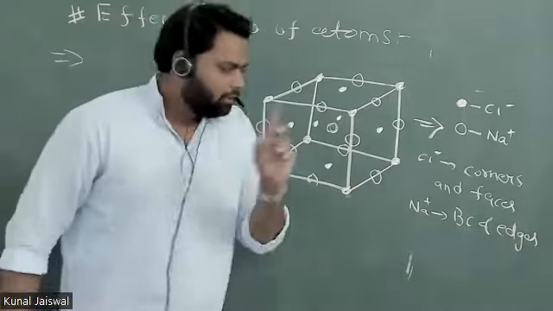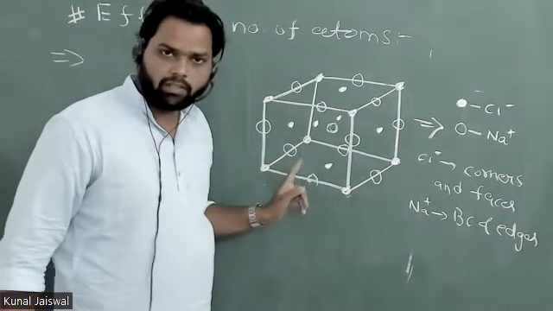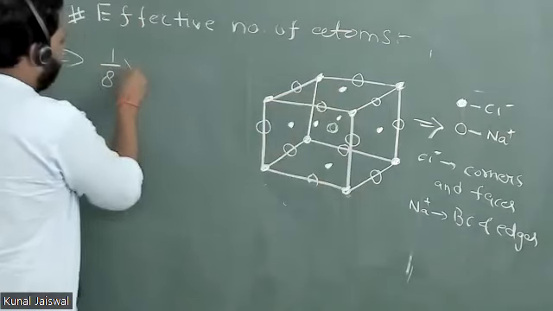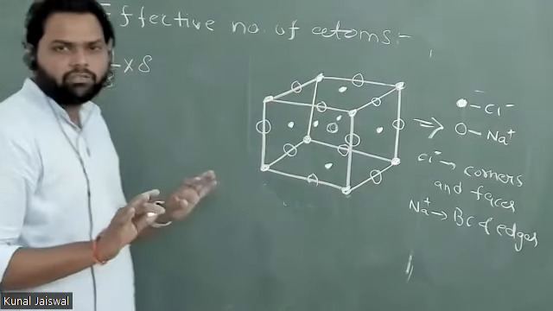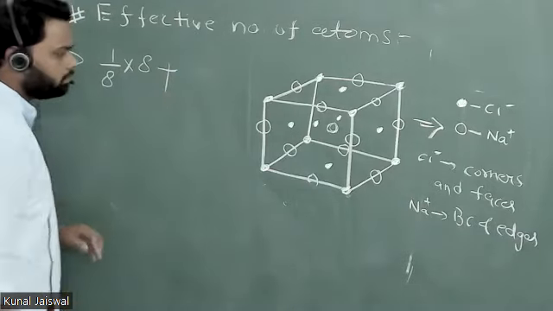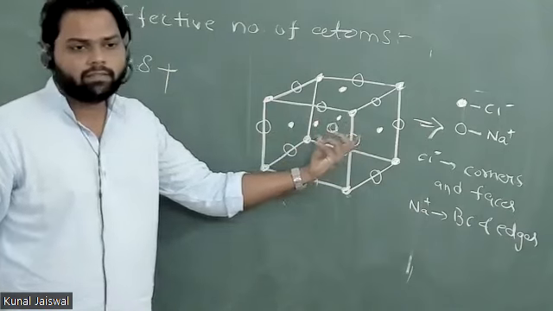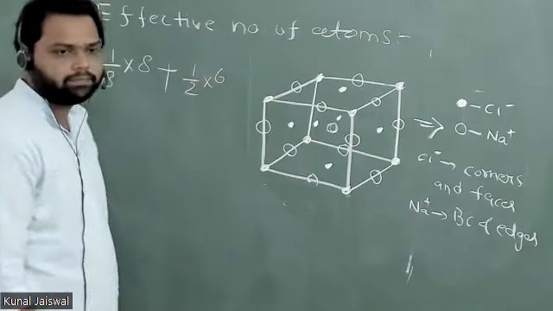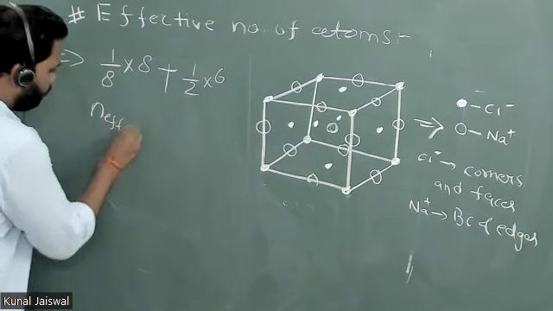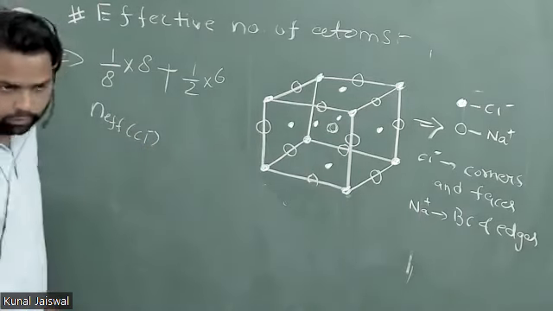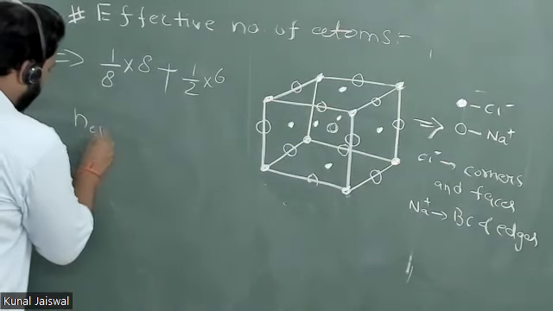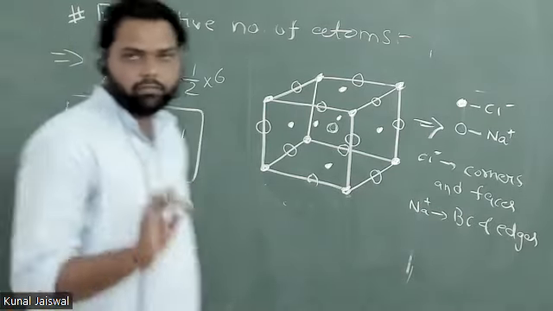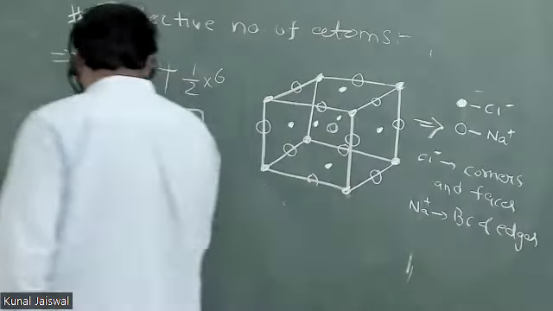See, chlorine is present at the corners. How many chlorines are at the corners? 8. That is 1 by 8 multiplied by 8, as we did in FCC. Plus, chlorine is also at the faces. Yes, sir. That is 1 by 2 multiplied by 6. So what will be the effective number of atoms for chlorine? I'm writing it completely here. N effective of Cl minus will be 4. This is Cl minus.